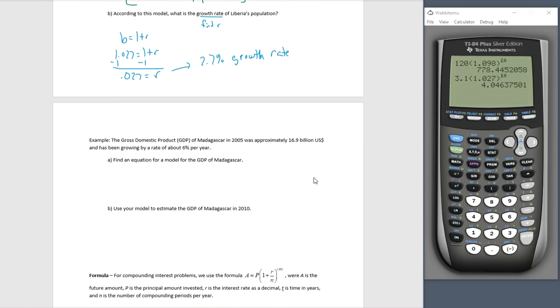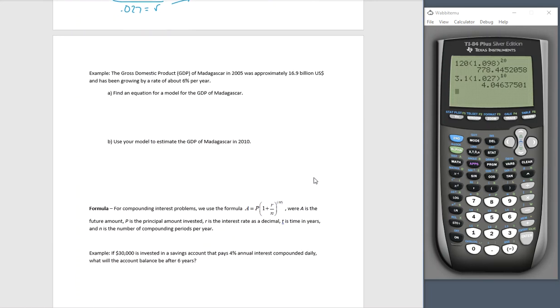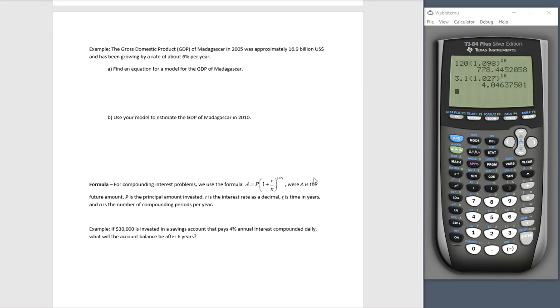All right, let's keep going. Let's talk about Madagascar. The gross domestic product, GDP, of Madagascar in 2005 was approximately 16.9 billion US dollars and has grown by a rate of about 6% per year. Remember that the base is always 1 plus the rate. So my base is 1 plus 0.06. That's 1.06.